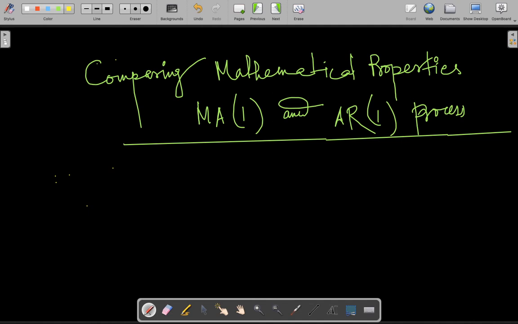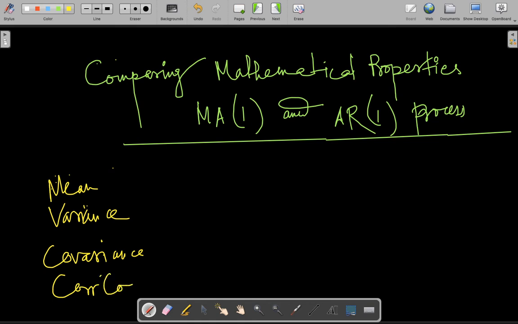Now, for different mathematical properties, for the sake of stationarity, we actually look at the mean, say mu, or let me write down this mean, variance, covariance, and correlation coefficient. Okay. So these are the different properties that we can easily obtain for AR1 and MA1. So let me write here first the MA1 process and then the AR1 process.